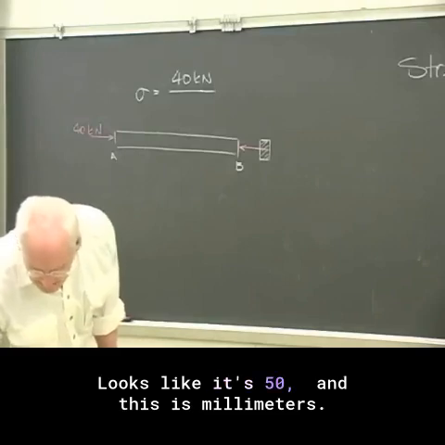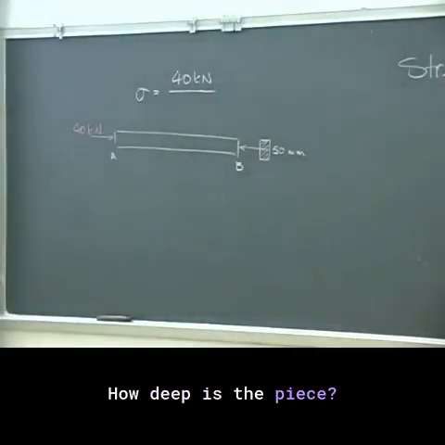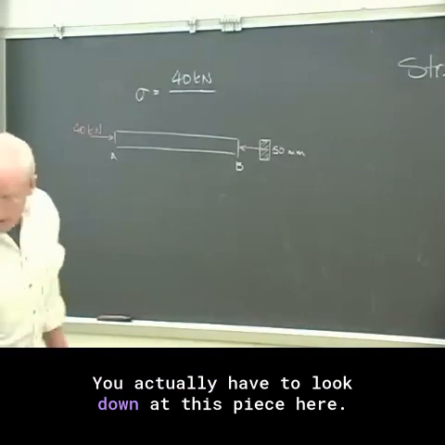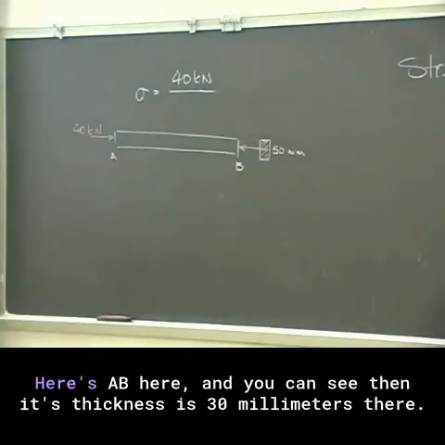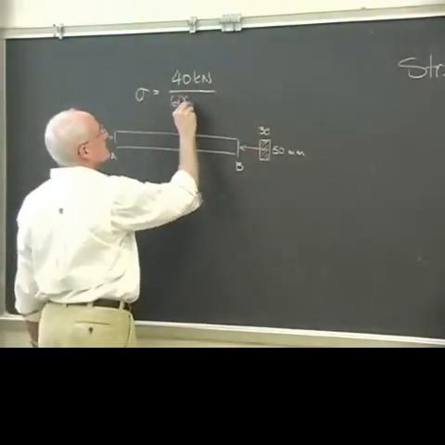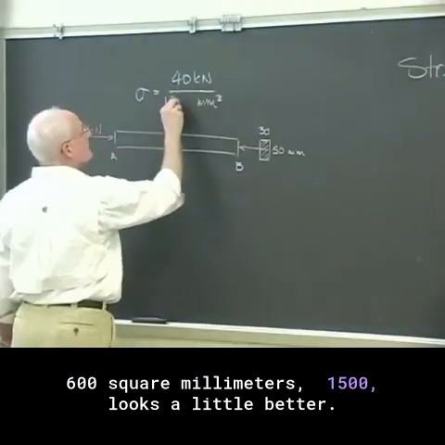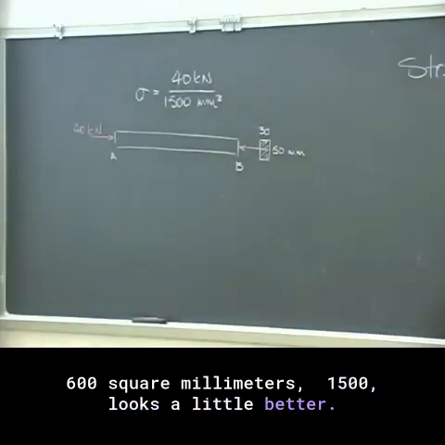Looks like it's 50, and this is millimeters. How deep is the piece? Everybody agree with that, 30? You actually have to look down at this piece here. Here's AB here, and you can see its thickness is 30 millimeters there. So the area is 600 square millimeters, 1,500. Looks a little better.